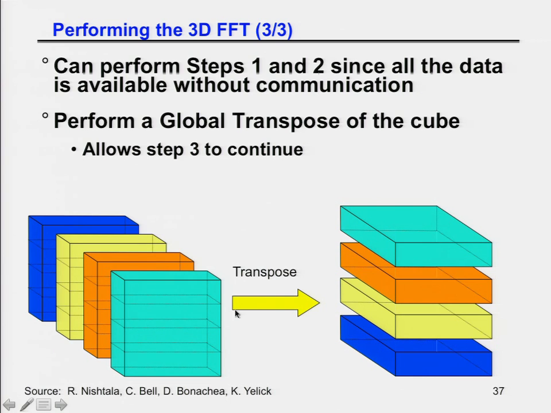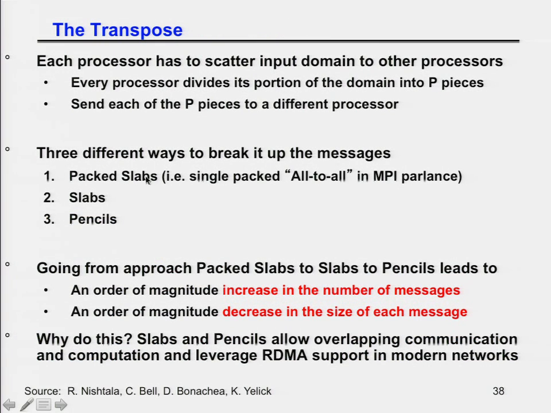He's going to send as few large messages as possible. I'm going to call that packed slabs. So I'm going to minimize the number of messages. Each message is going to be as big as possible, one to each other processor. Then I'm also going to look at the possibility of sending a smaller piece, but more of them. That'll give me more opportunities for overlap.